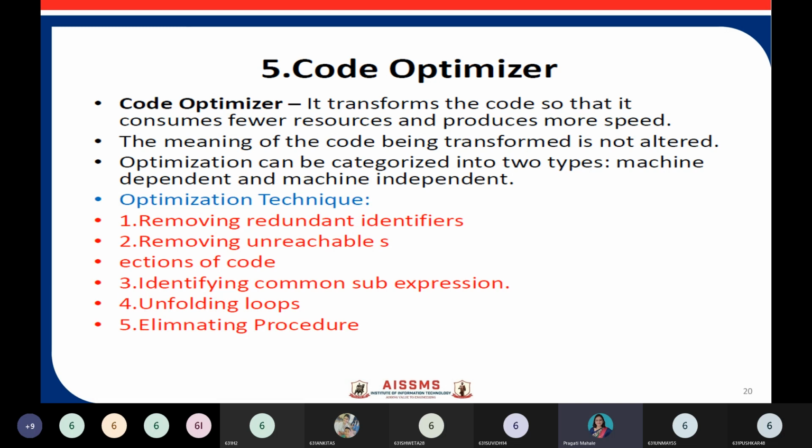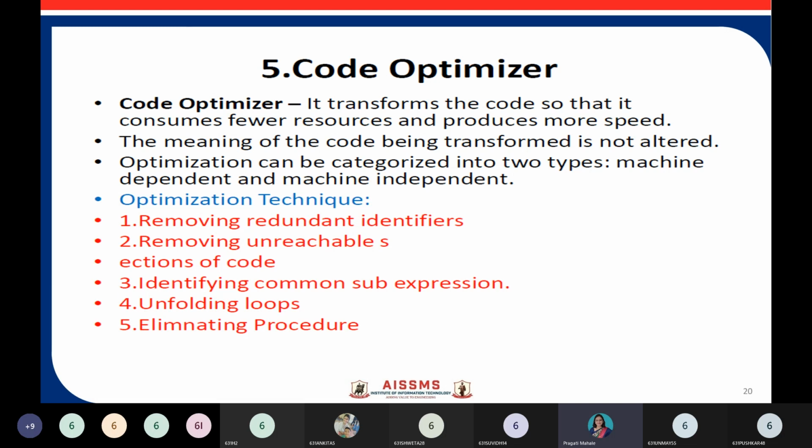Phase 5 is called the code optimizer. These two are the extra phases which are helpful depending on the platform we are using, and the efficiency and space, whatever the configuration of the machine, device or platform. With that, it performs code optimization. It transforms the code so that it consumes fewer resources and produces the outcome with more speed, because that also matters to us, right? The meaning of the code is not altered.